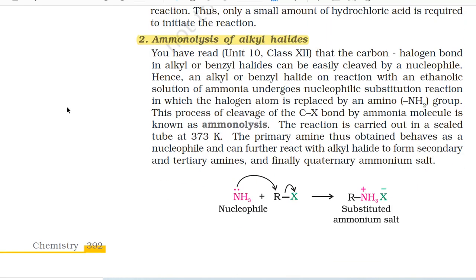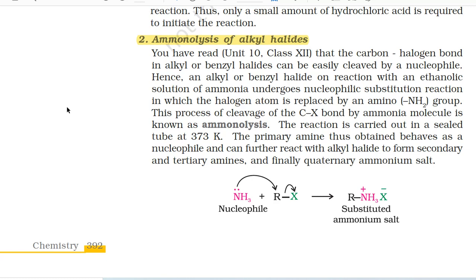Second, ammonolysis of alkyl halides. You have read in Unit 10 of Class 12 that the carbon-halogen bond in alkyl or benzyl halides can be easily cleaved by a nucleophile. Hence, an alkyl or benzyl halide on reaction with an ethanolic solution of ammonia undergoes nucleophilic substitution reaction in which the halogen atom is replaced by an amino (NH2) group. This process of cleavage of the C-X bond by ammonia molecule is known as ammonolysis.